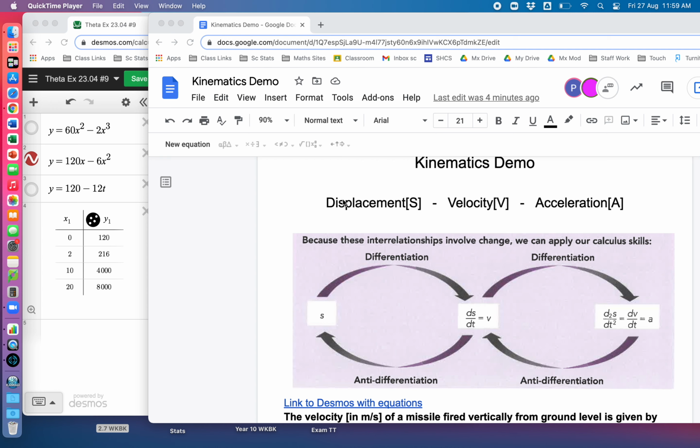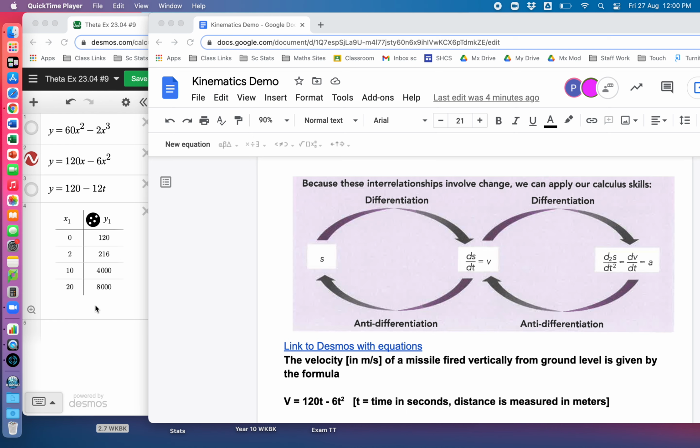If we graph time against displacement or movement, the steepness of that graph gives me velocity. If I graph velocity against time, the steepness or the gradient of that graph gives me acceleration. So if I want to work this way across, I'm differentiating, differentiation, differentiation. If I want to go the other way, if I know a bit about acceleration and want to talk velocity, anti-differentiation, anti-differentiation from velocity using S for displacement.